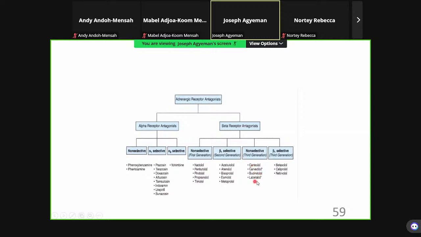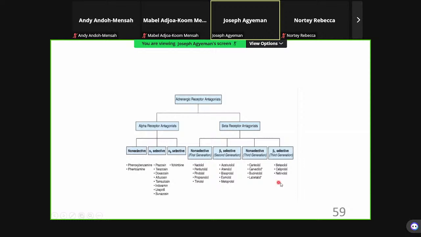So carvedilol, labetalol, as I said, they have both beta-1 and alpha-1 effect. Carteolol, then bucindolol, these have beta-1, beta-2 effects. If you come here, same. These are typically beta-1 and beta-2 agents. But according to generations, we have those that came first generation, second generation, and even third generation. So remember, the classification, we have two. If you want to go by generations, fine. If you want to go by beta-1 selectivity, fine.